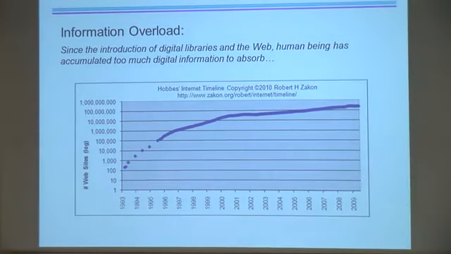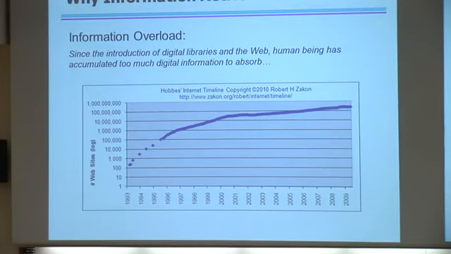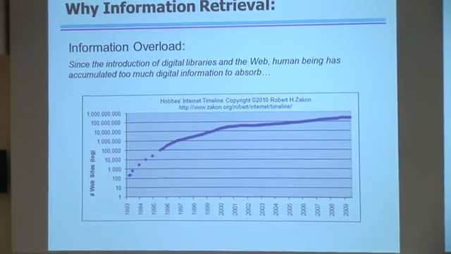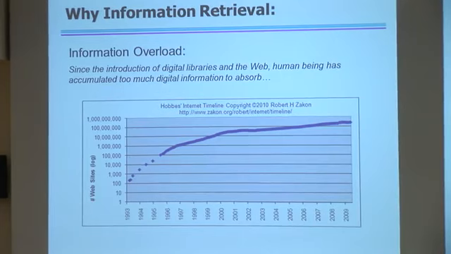First of all, let's talk about what information retrieval is and why we need these techniques. Since the introduction of the World Wide Web and digital libraries, people have accumulated a huge amount of digital information. This figure shows the number of websites on the internet. If you were lucky enough to create a website in 1993, it was among the top 100. But look at today, we have exponential growth of content on the internet, and now we have close to 1 billion websites, or even more.